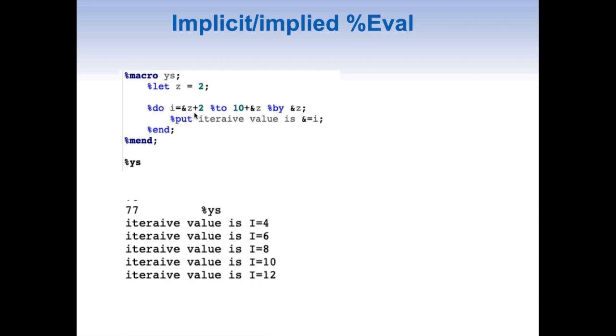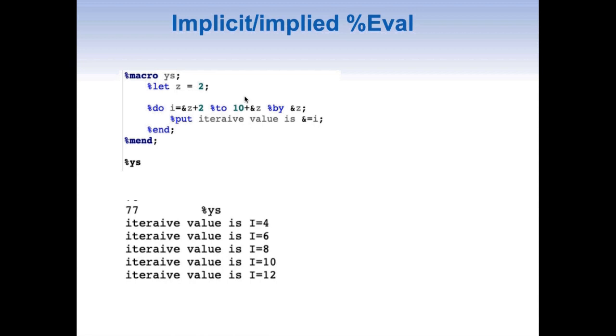What does this mean? This &z plus 2 became 4, and the starting point is 4, and we are doing a %put, that's why we have 4. Once this iteration is completed, in the second iteration it increments by 2 and becomes 6, and then again increments by 2, 8, and then again 10, and one last time it increments and comes to 12, and 12 is our endpoint in here.